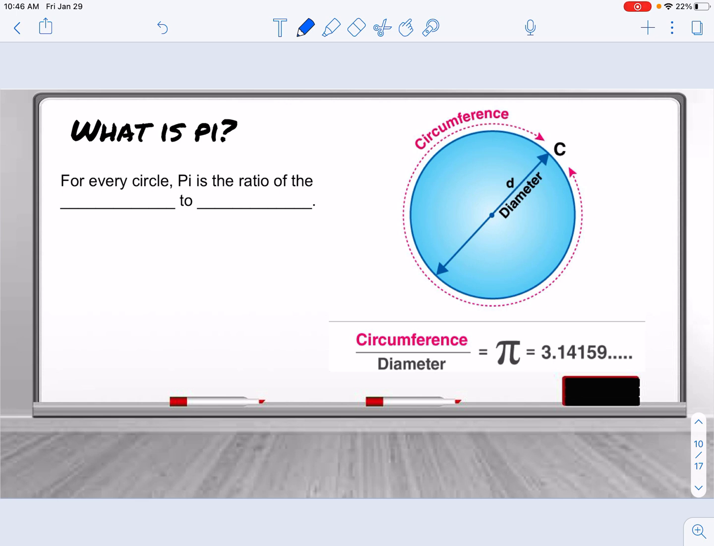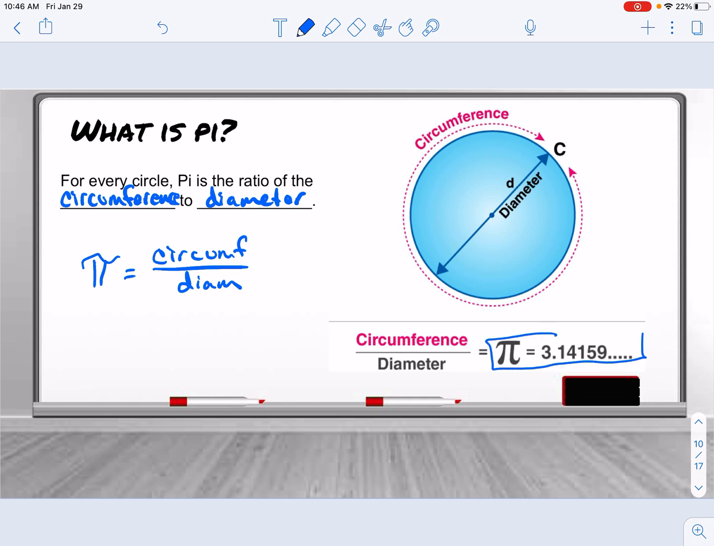So again, what is pi? For every circle, pi is the ratio of the circumference to the diameter. And so we see it as pi equals circumference over diameter. And that gets us our value, 3.14. And remember, it does keep on going.